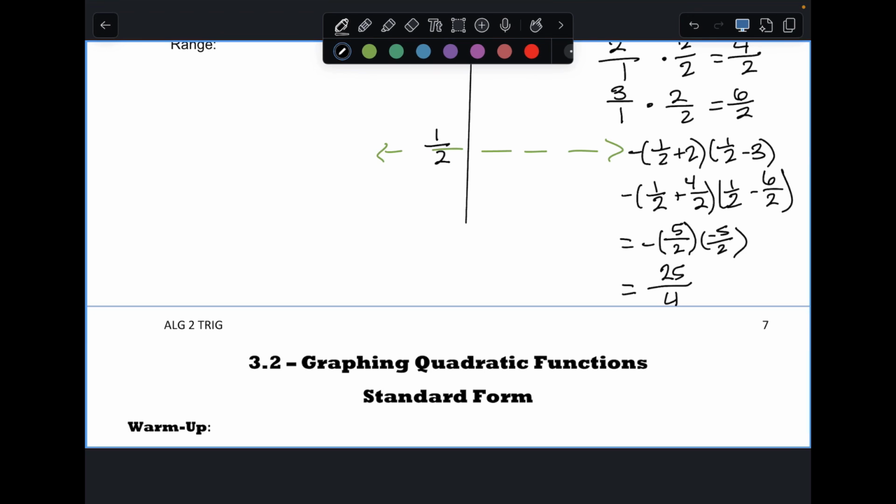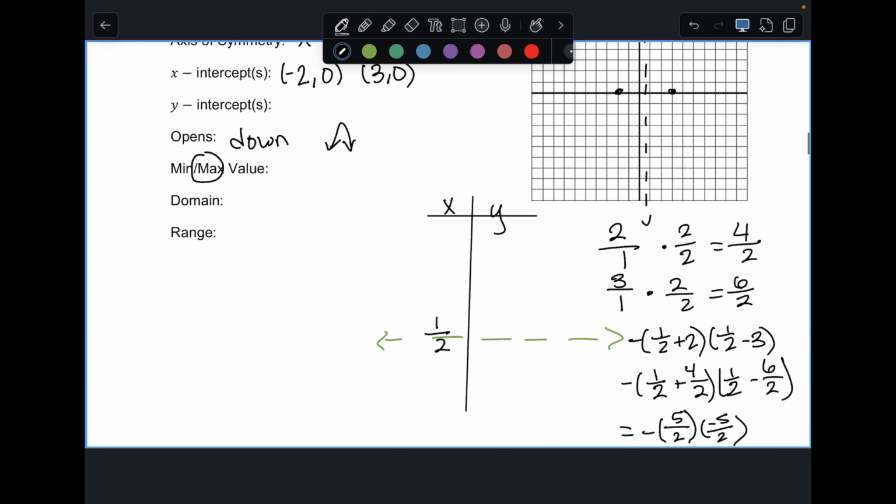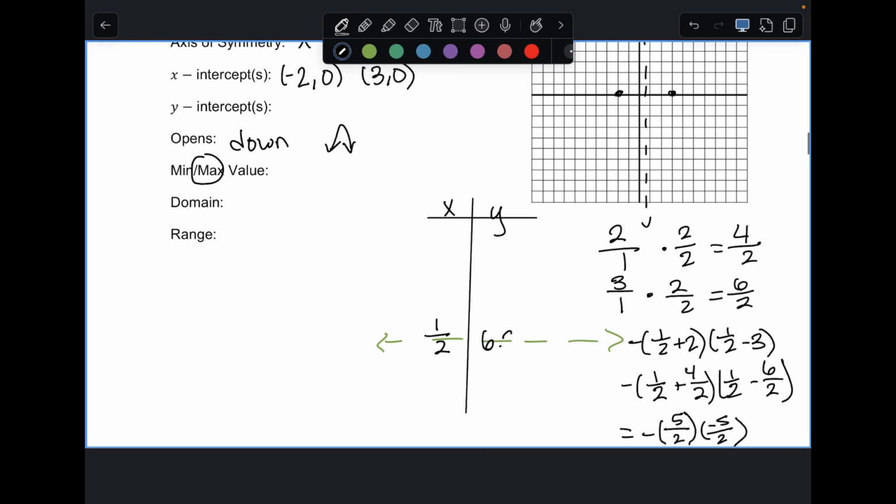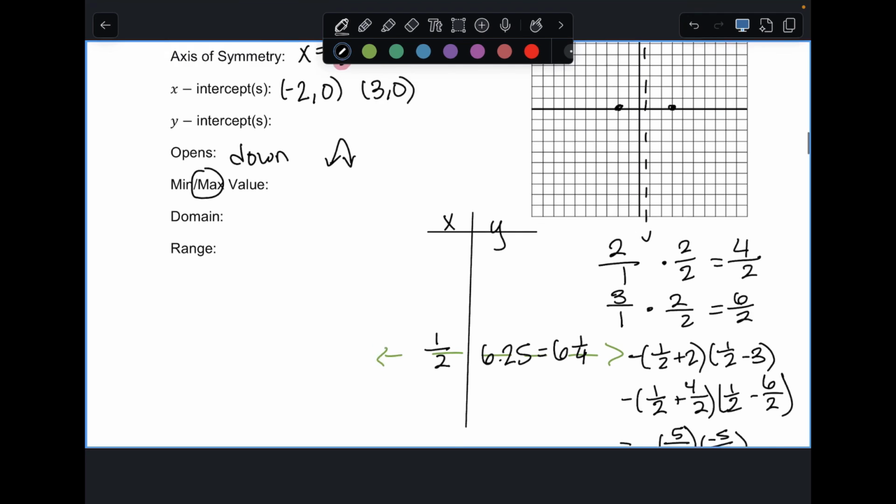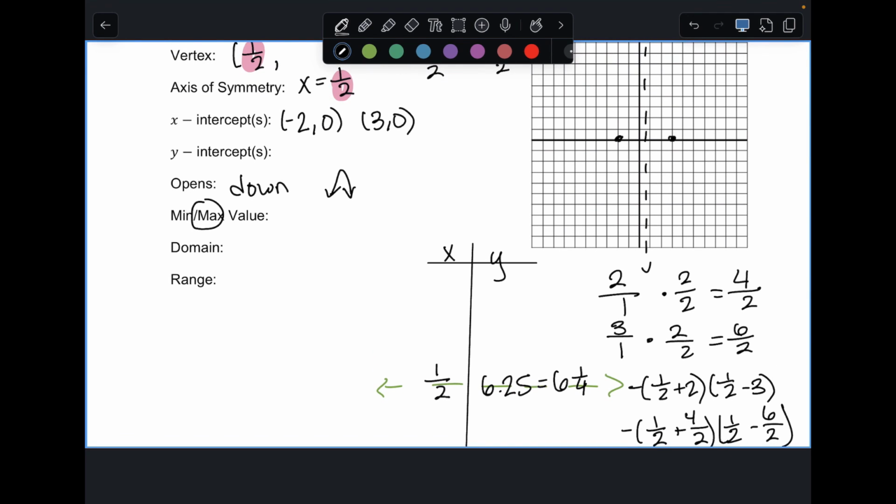I don't know where 25 over 4 is on a graph. How could I figure out what two numbers that's between? What if I put it into my calculator? If I put 25 divided by 4, what do you get? 6.25, yeah, or 6 1/4. Either one works, but my vertex is now at positive 1/2 and 6 1/4, so 6 and a little bit.